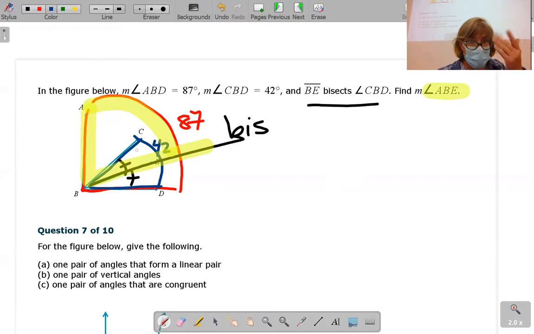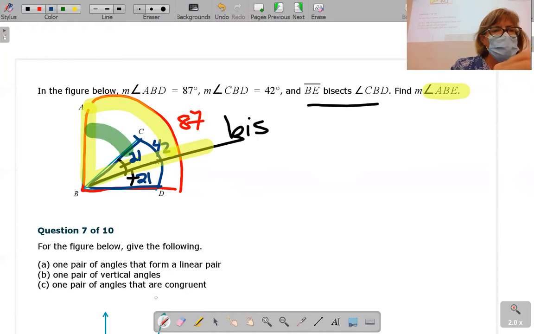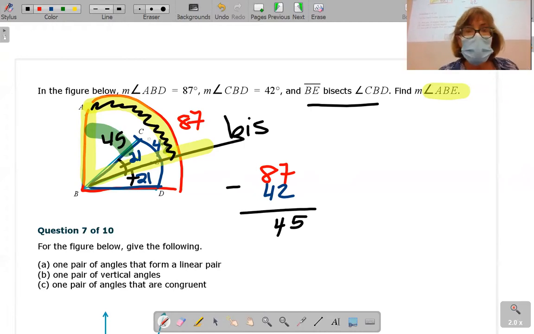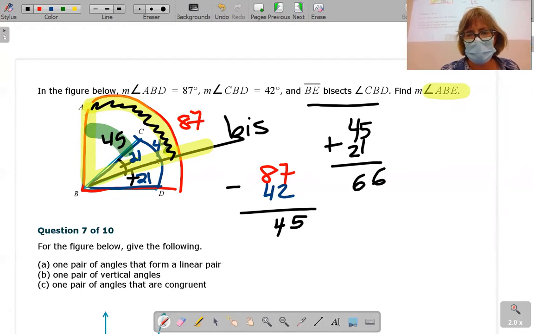For example, if it says bisect, you simply take that and bisect it in half. Obviously, to find this green angle, we can do 87 minus 42. So just get in the habit of finding everything, which is 45, because when you do that, you're most likely going to stumble across what you need to find, which is that yellow angle, which is 45 and 21. And that gets us 66.